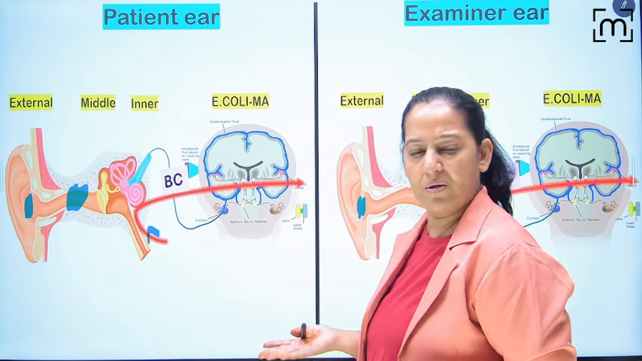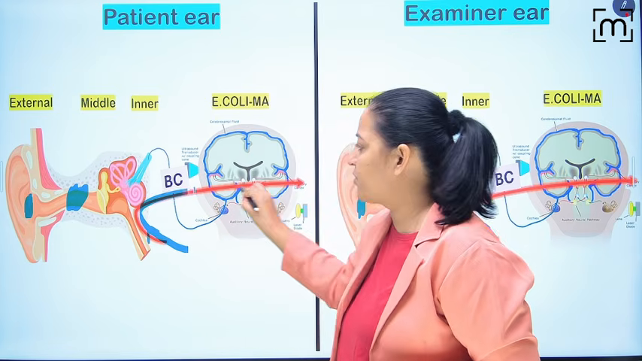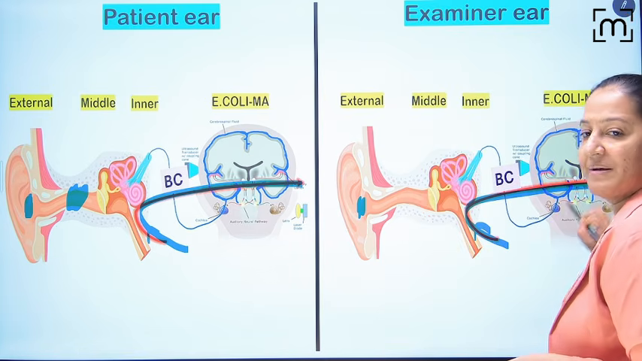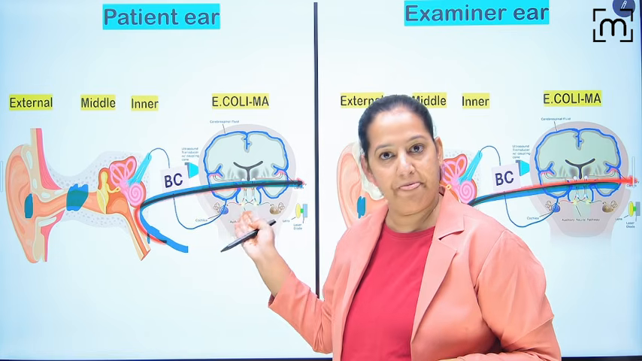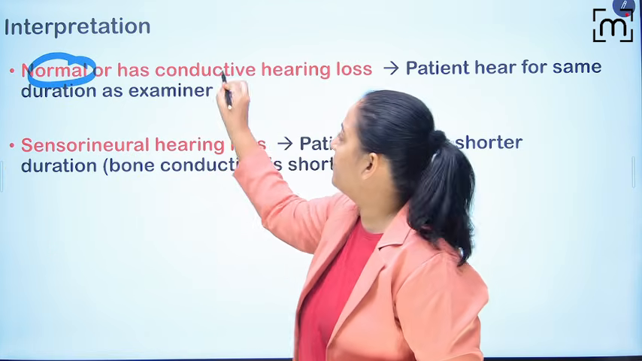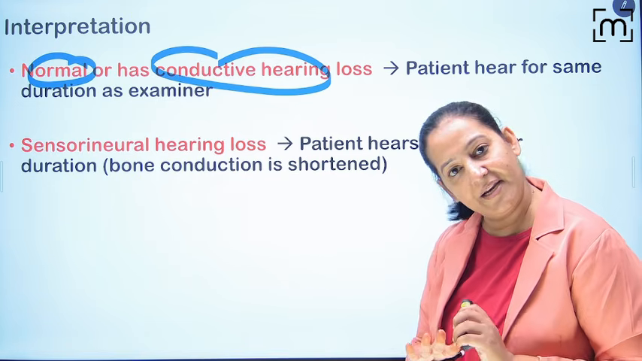In conductive hearing loss also, we are activating directly the mastoid. So it's the same, because this pathway is anyhow bypassed in bone conduction. So in normal as well as conductive hearing loss, it is the same duration.